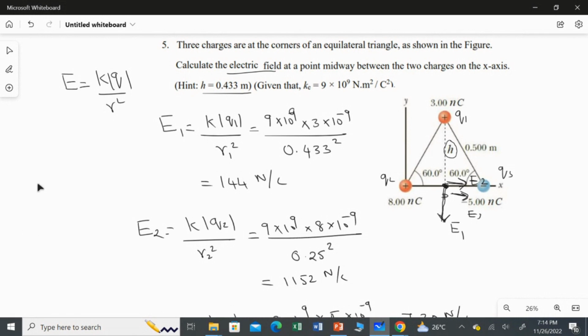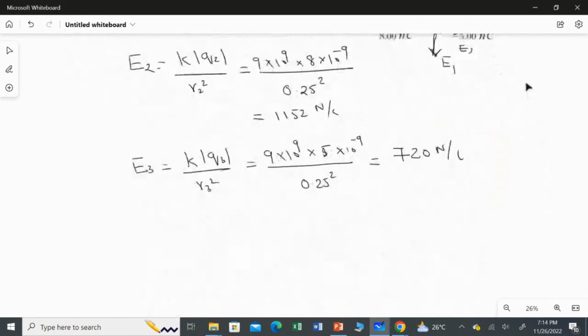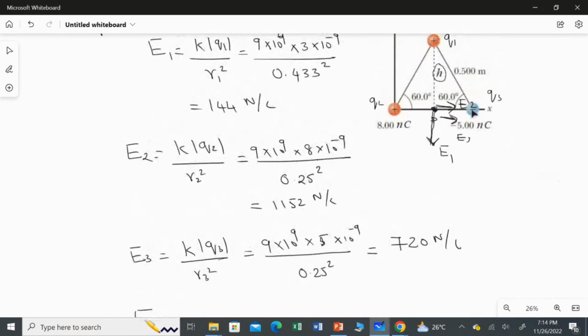So if you want to find your x component, it's very easy. What is x component? You have two arrows in the x direction. So we can add this E2 and E3. Clear? How to find the x component? My x component of electrical field is equal to E2 plus E3, right?